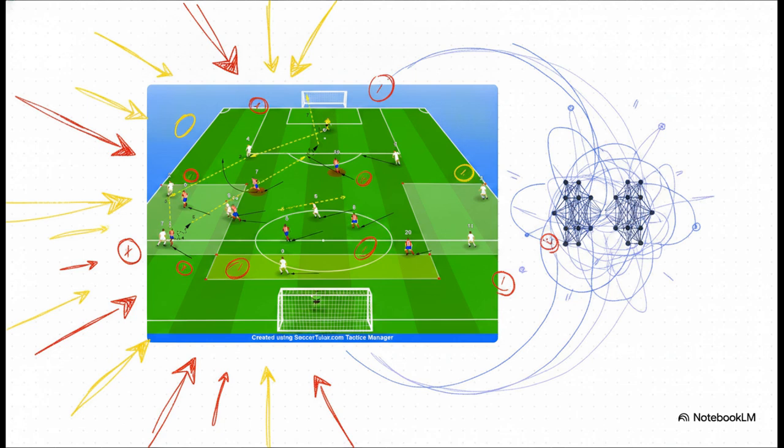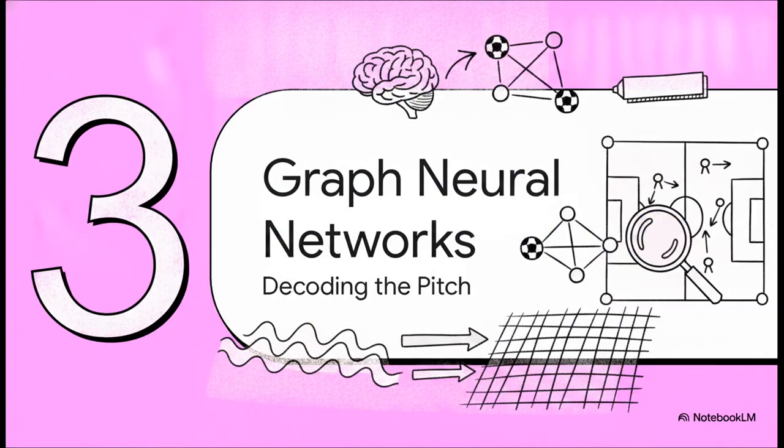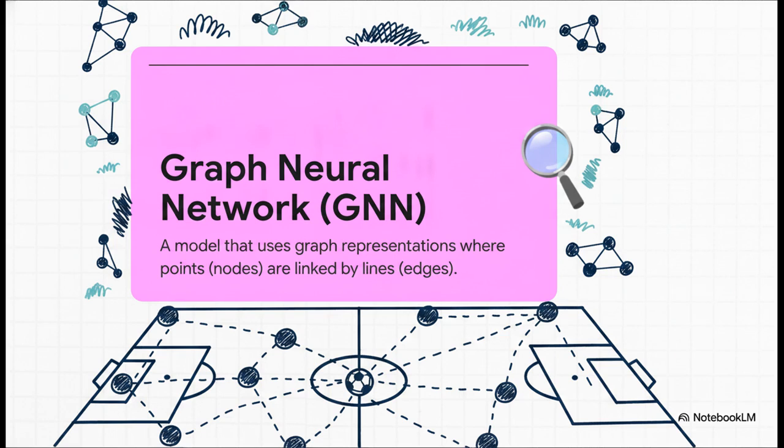To truly measure a counterattack, we have to look at the game exactly like a graph, a living, breathing web of spatial relationships. Section 3. Enter graph neural networks. It's time to decode the pitch. To decode this chaos, researchers at the U.S. Soccer Federation are leveraging state-of-the-art models built on tens of thousands of frames of spatiotemporal tracking data. They're doing this using graph neural networks, or GNNs. I find this absolutely fascinating.